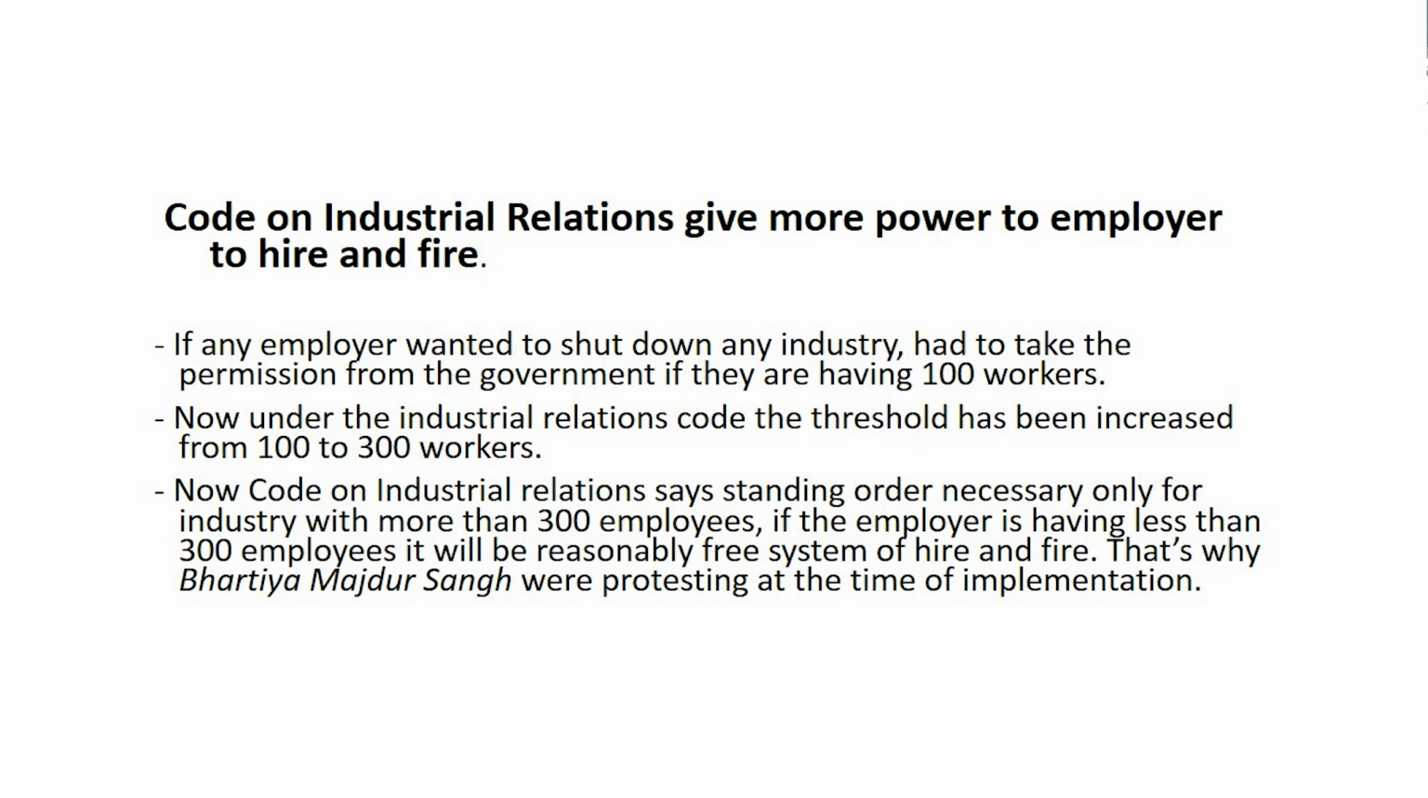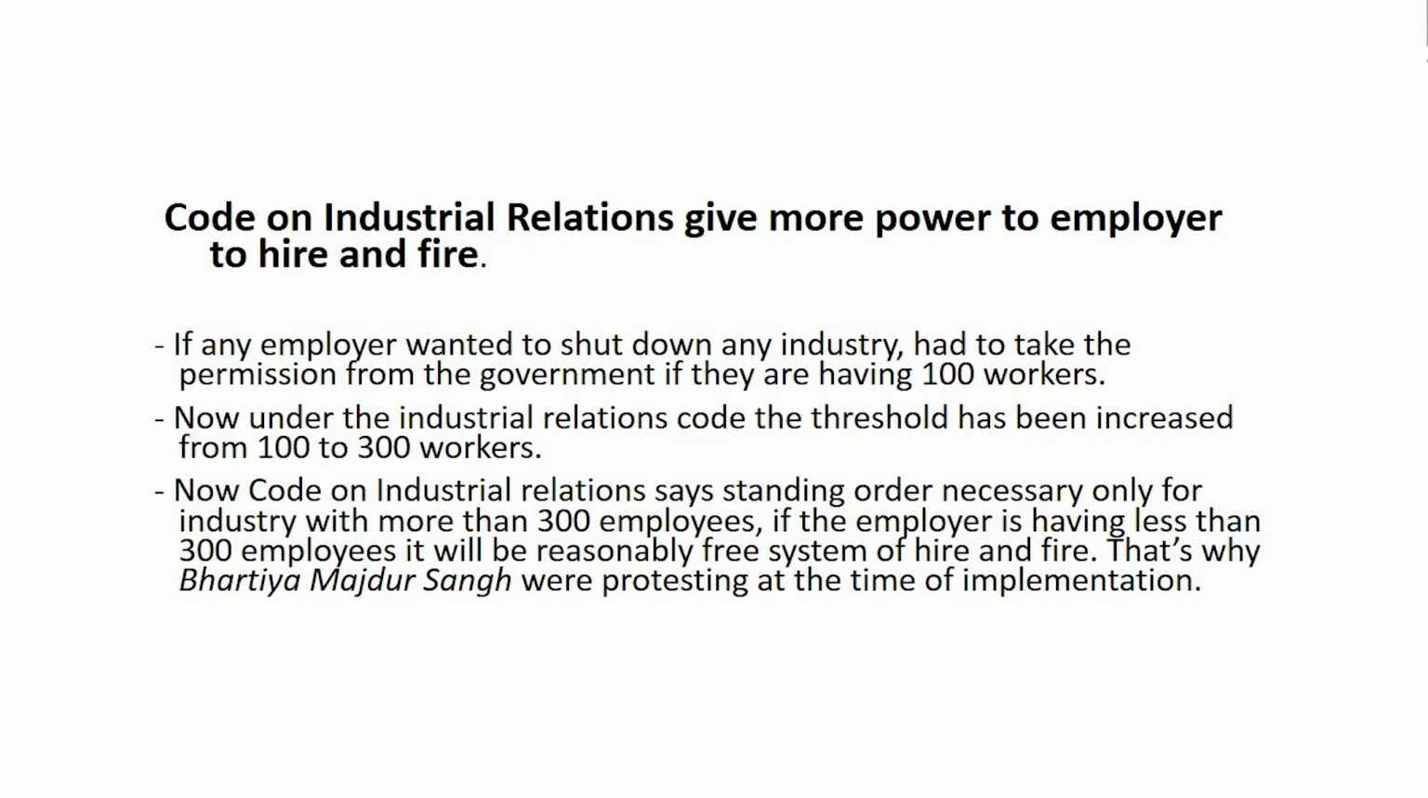The second problem regards the standing order. When we talk about the applicability of the Industrial Employment (Standing Orders) Act 1946, the provision was applicable to establishments where the number of workers is 100 or more, but now this threshold has been increased from 100 to 300. That is why it has been opposed by the Bharatiya Mazdoor Sangh.